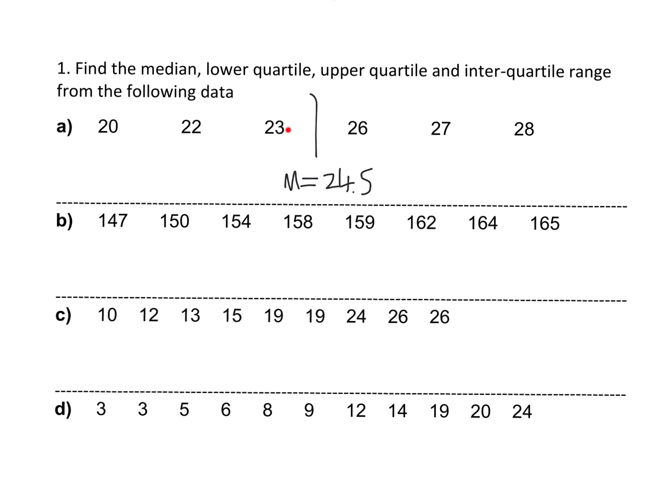To get the lower quartile, you look at this left-hand side, the lower half, and you split it in half. And halfway is right in the middle there. It's that second value. So the lower quartile is 22. Upper quartile is the same idea then. You've got 3 values here, so the middle of the 3 values will be here. Upper quartile, 27.